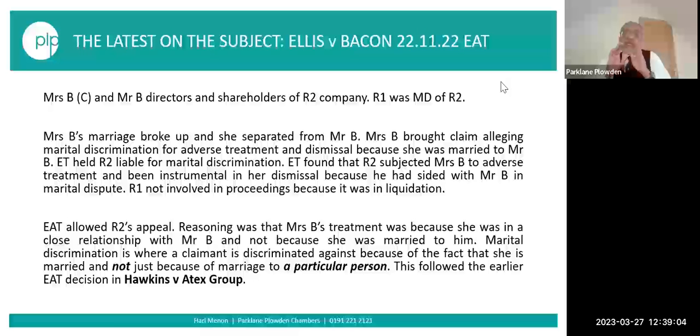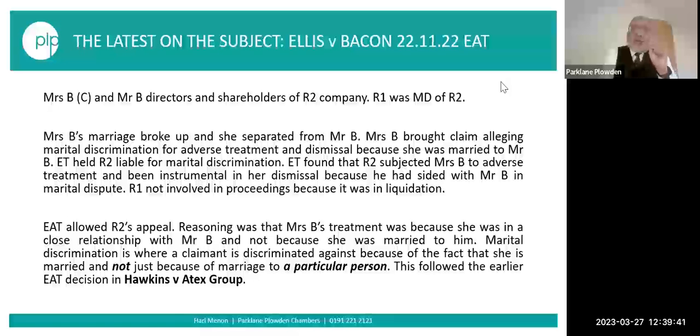So the reasoning was that Mrs. Bacon's treatment, although adverse, was because she was in a close relationship with Mr. Bacon and not arising out of the fact that she was married to him. And the EAT, I think it was Judge Shanks, who said that marital discrimination is not where a claimant is discriminated against because of the fact that she is married.